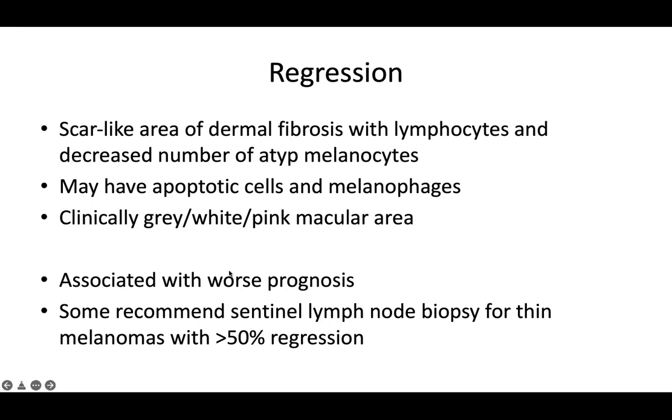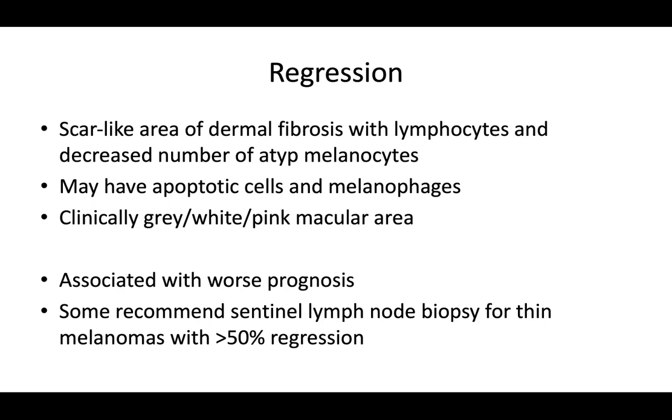And so that might be why it's associated with the worse prognosis, is that the immune system came in, tried to kill off melanoma, and it ultimately failed because there's still residual melanoma around the regressed area. So that's probably why it's associated with a worse prognosis, because it's indicating that metastasis has probably already occurred, or that it was deep enough to set off the immune response in general. Some recommend sentinel lymph node biopsy for thin melanomas with greater than 50% regression, and this is because of that issue of it being associated with worse prognosis.